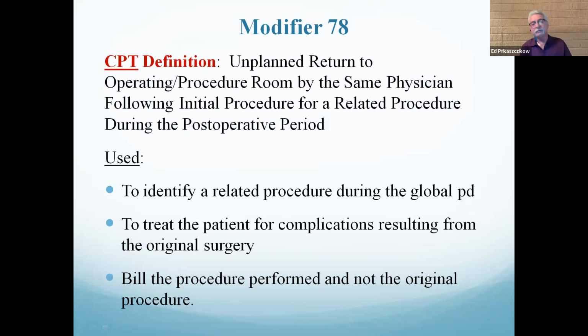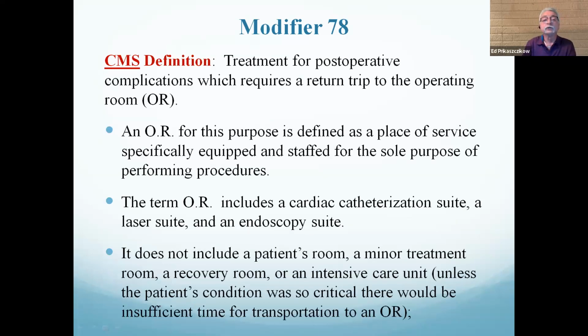Okay, and this is the one, modifier 78, unplanned return to the operating room by the same physician following the initial procedure for a related procedure. This is the other modifier that we would use versus 58 if we have to do another surgical procedure on the patient during the post-operative period. Now, it's used to tell the insurer that the second procedure that you're doing now is related and is due to a complication of the surgical procedure.